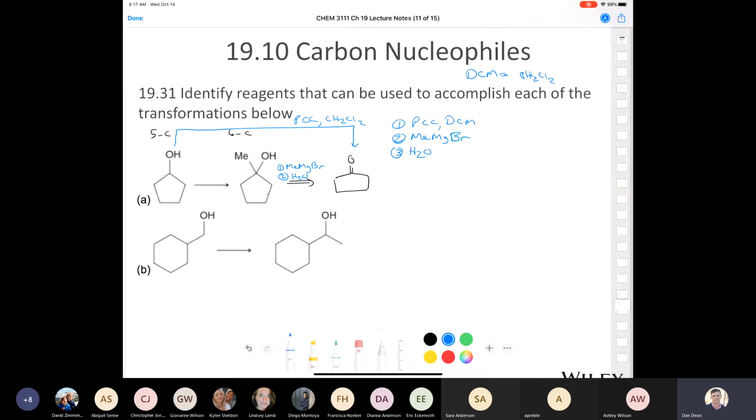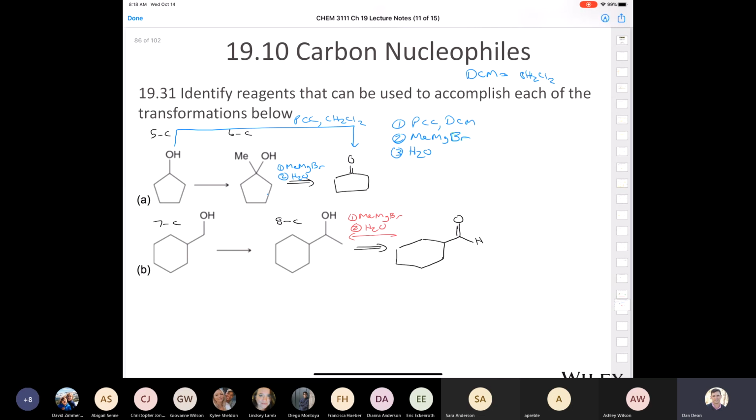This is another one where we're adding a carbon to the skeleton. In the starting material, we have 6, 7 carbons, and then over here we have 6, 7, 8 carbons. And so I would think about this one in terms of retrosynthesis as well. If I could have this aldehyde, all I'd have to do is treat that with methyl magnesium bromide, and then in the second step, I'd throw water on it like that, and that would give me the product. So the same rationale applies.